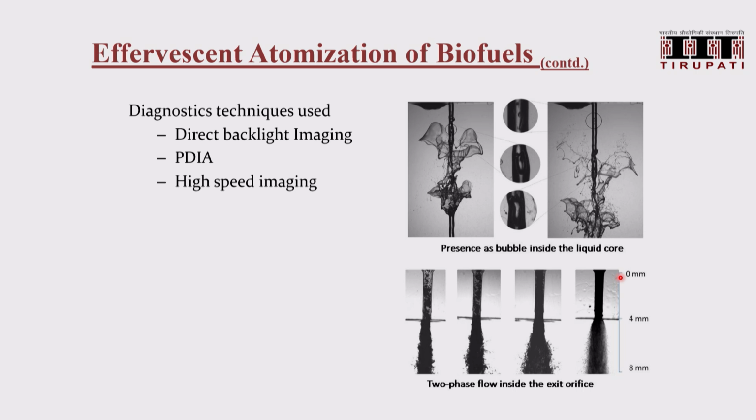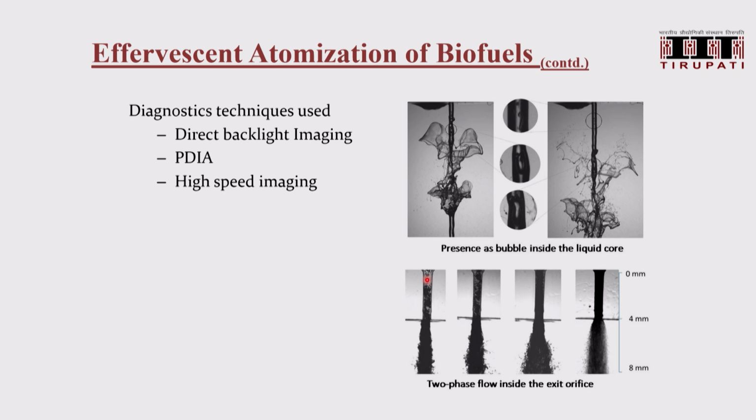And here we tried to see internally what happens inside the nozzle. To do that, you need to make the nozzle transparent, so make it acrylic. The problem here is refractive index matching. The liquid refractive index was almost close to the acrylic refractive index. So what happens inside the nozzle? This is effervescent injection.